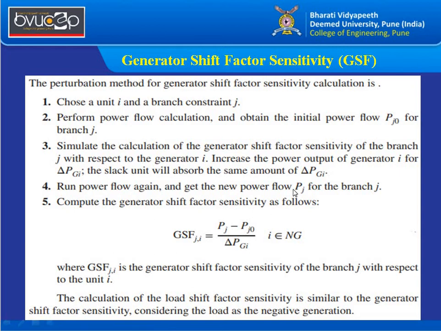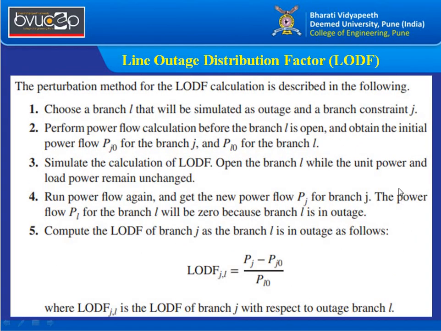Always consider that the calculation steps are similar to the previous one, the loss sensitivity, and only note the last important point, that load should be considered as negative generation, then only this is going to be possible. The next factor is the line outage distribution factor.